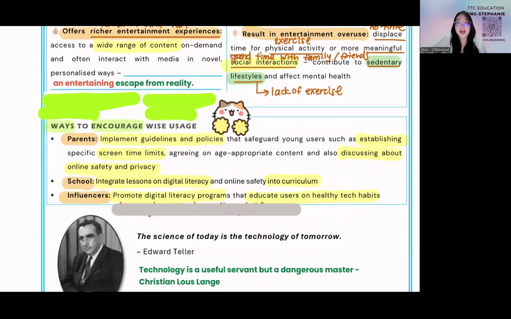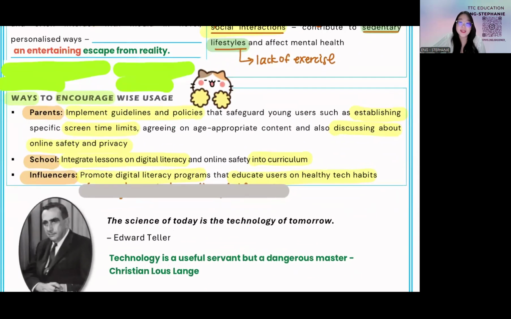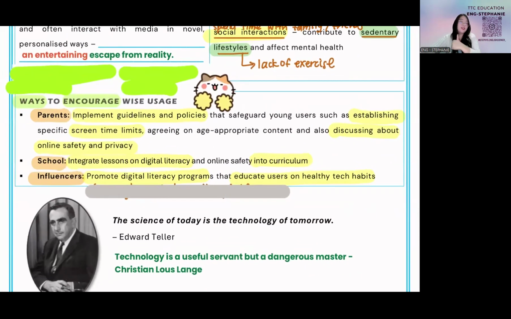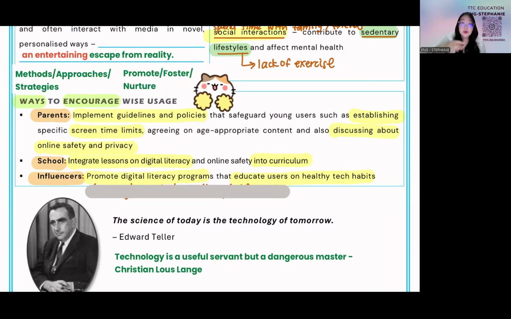Now, ways to encourage wise usage is always this. When they ask you advantages and disadvantages, they also ask you how. How can you encourage, maybe, students to do this, do that. All right. So there are some alternative words that you need to know. For ways, you can use method, approaches, or strategies. Encourage means promote, foster, nurture. These are the words for ways and encourage that you can use in essay writing.